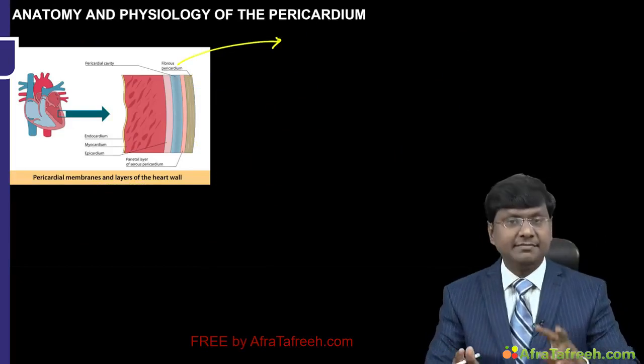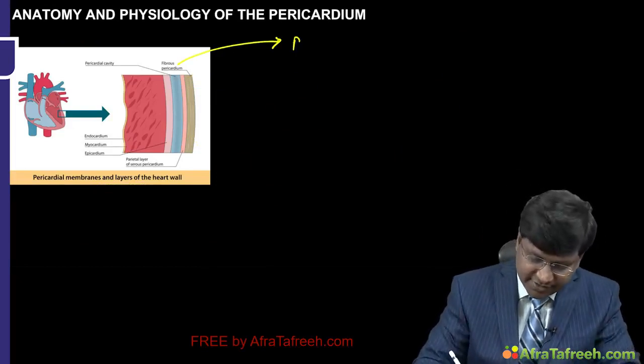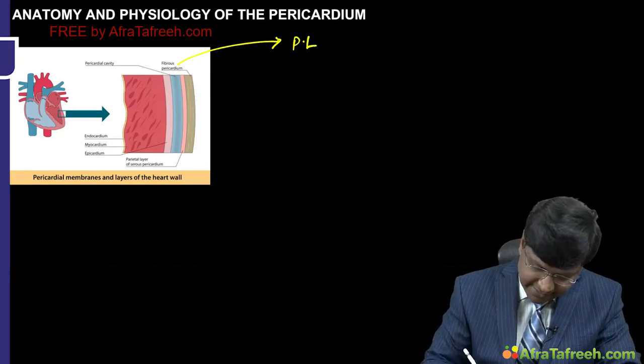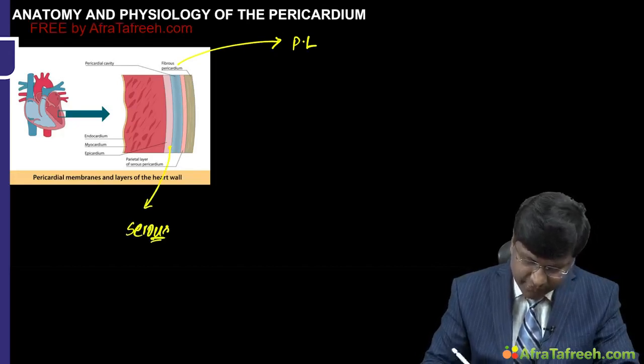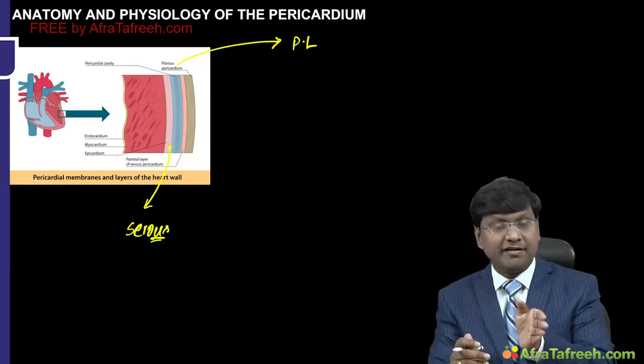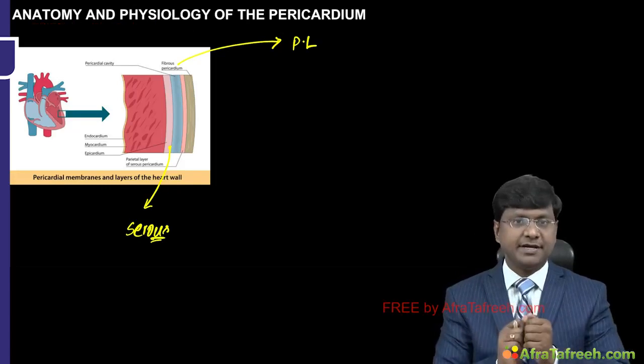So the serous pericardium, like I told you, has two layers, right? What are those two layers? One is the parietal layer and the other one is the visceral layer, okay? So this is the visceral layer of the serous pericardium. So you have the parietal serous pericardium and then you have the visceral serous pericardium.